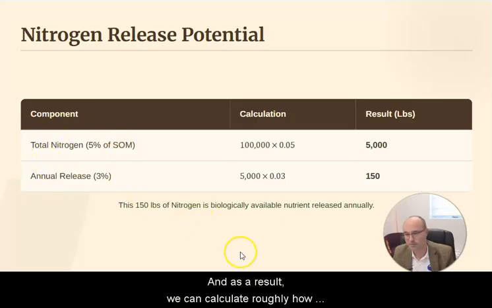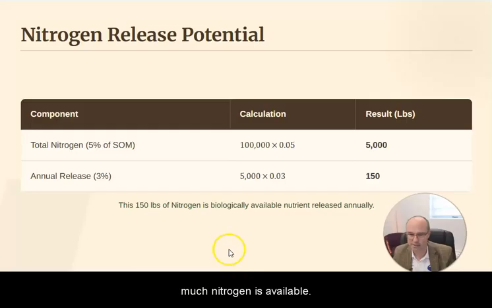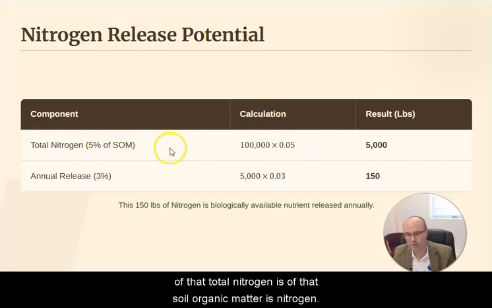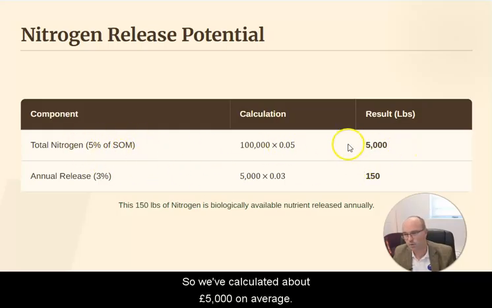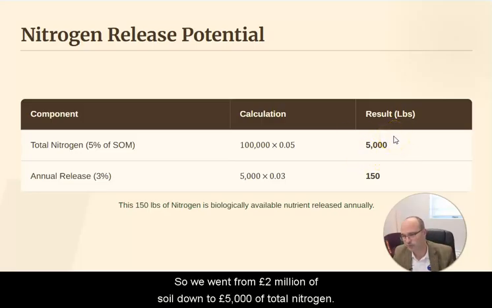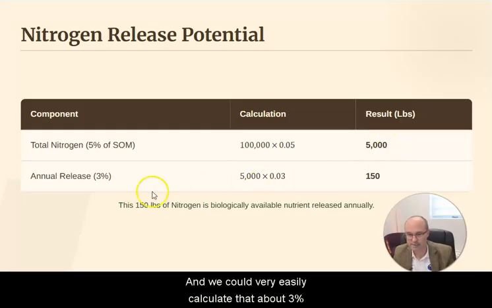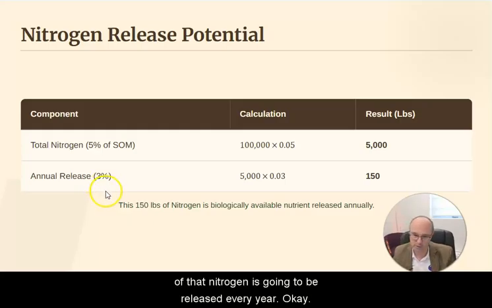As a result, we can calculate roughly how much nitrogen is available. We've got 100,000, and it turns out that about 5% of that soil organic matter is nitrogen. So we've calculated about 5,000 pounds on average. We went from 2 million pounds of soil down to 5,000 pounds of total nitrogen. And we could very easily calculate that about 3% of that nitrogen is going to be released every year.